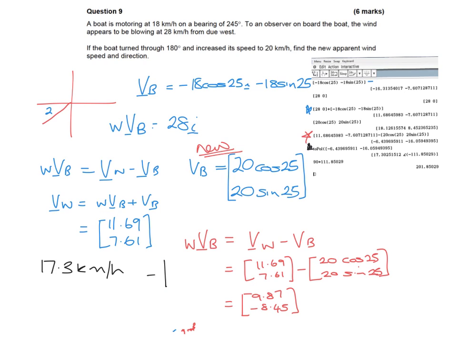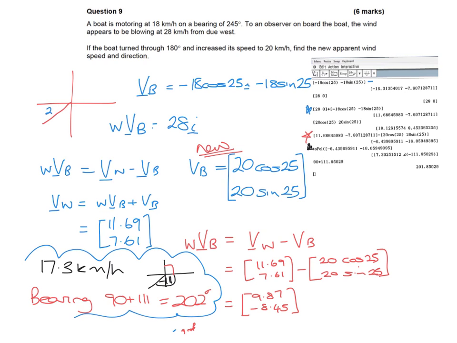And the angle is negative 111. So if we want that as a bearing, all we've got to do is add on this bit here, which is obviously 90. So the bearing of the direction of this apparent wind is 90 plus 111, which is 202 degrees. And that is the final answer.